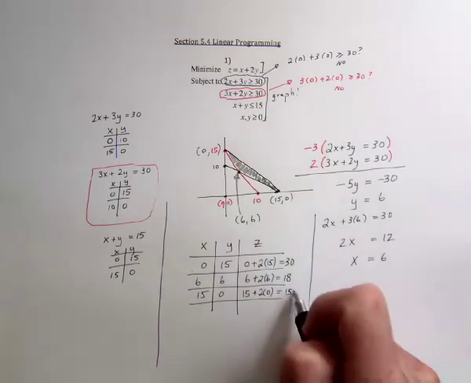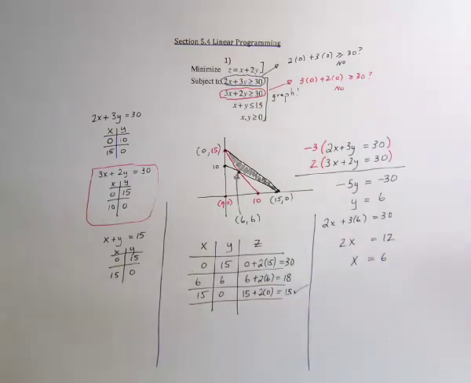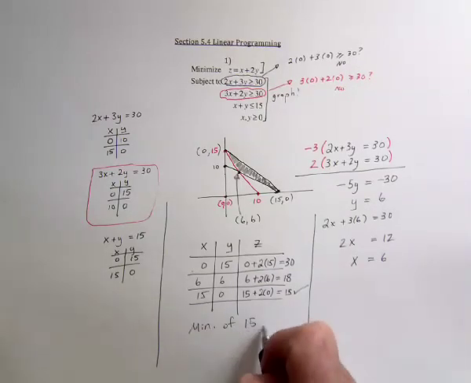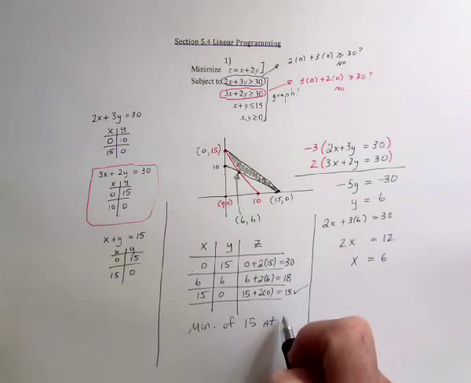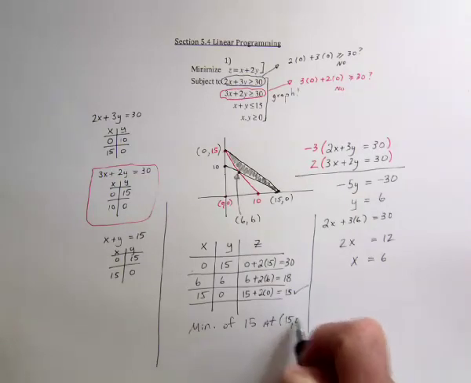And so we have it. The minimum is 15. So a minimum of 15 at 15, 0.